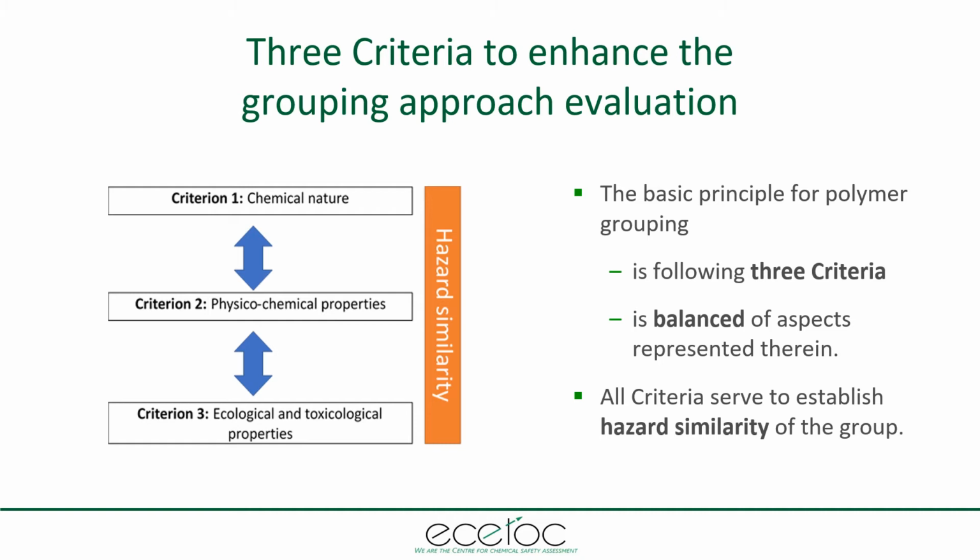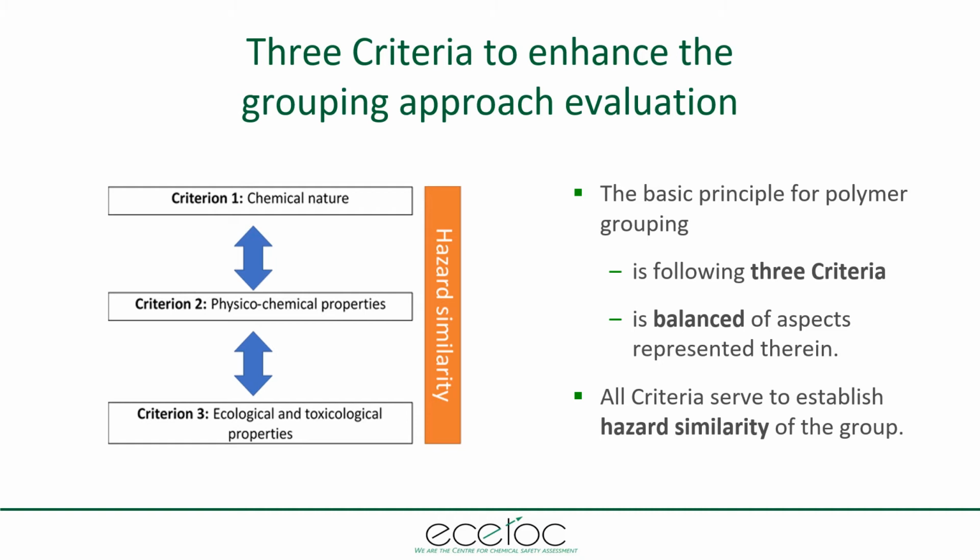Criterion 1, chemical nature, which is equally important as criterion 2 with physical chemical properties. And again, equally important and corresponding to all of these is criterion 3, ecological and toxicological properties. All of them finally make up the common goal of the grouping approach, which is hazard similarity by the final group.